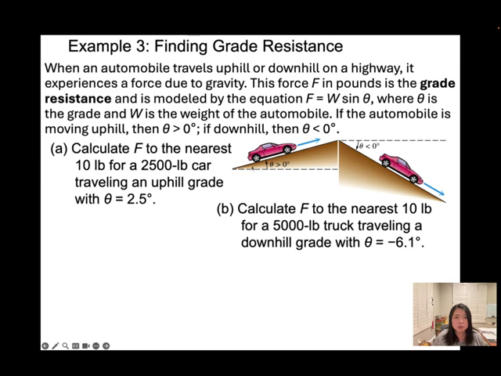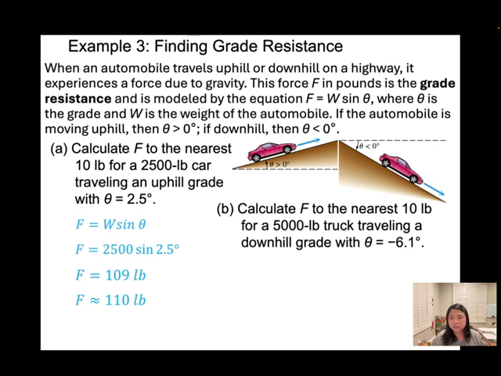So this is talking about the uphill. We do have the formula F equals W sine theta. W is the weight of the car. Use your calculator, you should get 109.048. Then we want to round to the nearest 10 pounds. So the final answer will be 110.